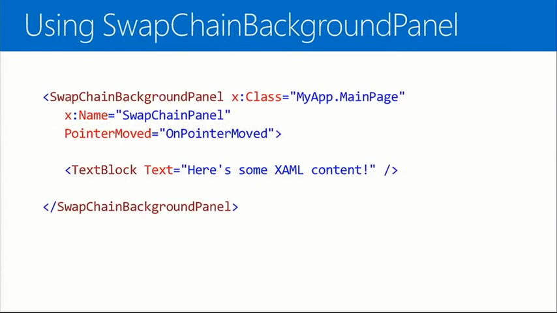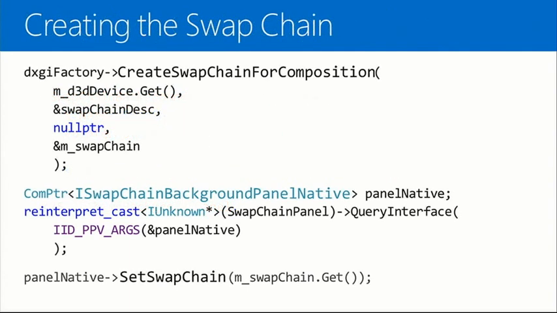So using this, you can define this in XAML just like you would with any other XAML type. You can create a swap chain background panel in your markup. You define this as a class. You can name it. You can apply event handlers to it, just like you would any other XAML element, and then you can add children. Here we've just added a simple text block to say, here's some XAML content. You can put anything you want in here. So this fully supports all XAML content, and it will all get drawn on top of this swap chain background panel.